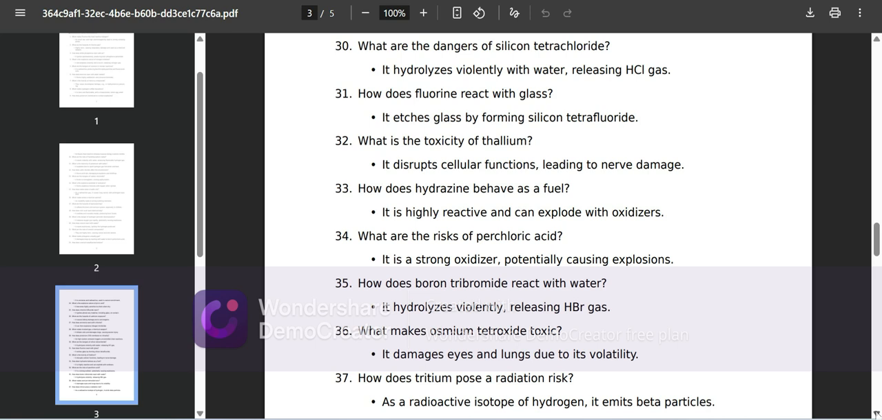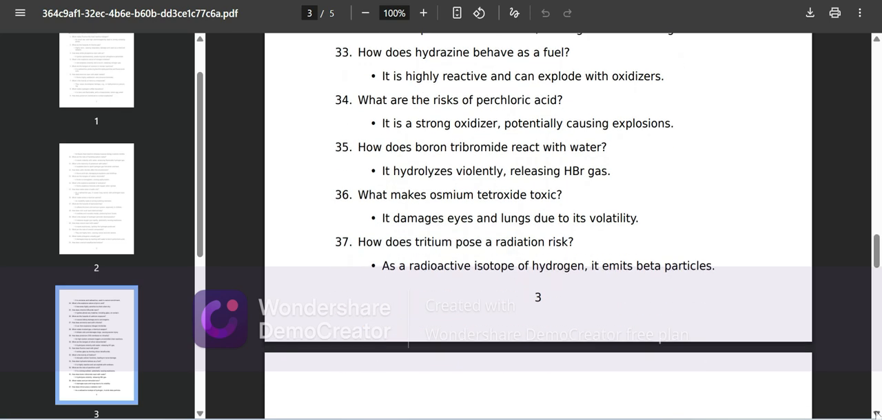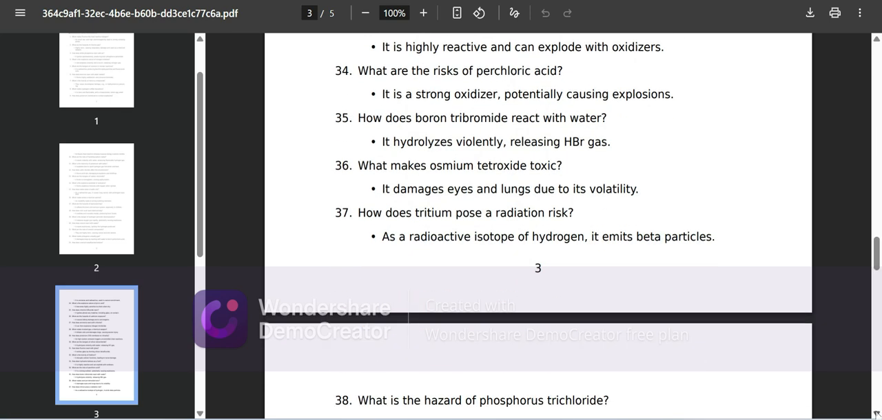What are the risks of perchloric acid? It is a strong oxidizer, potentially causing explosion. How does boron tribromide react with water? It hydrolyzes violently, releasing HBr gas.